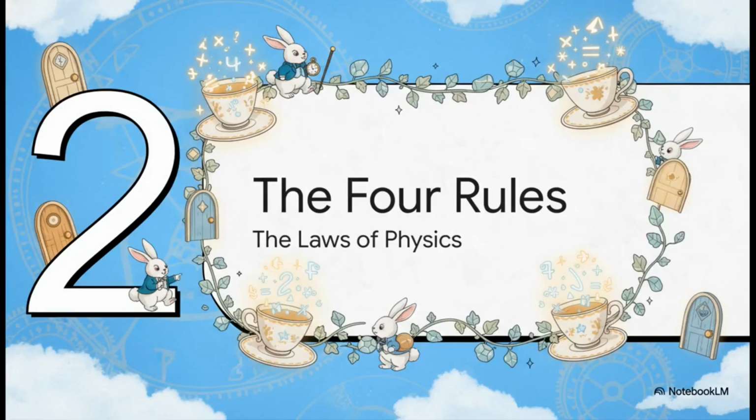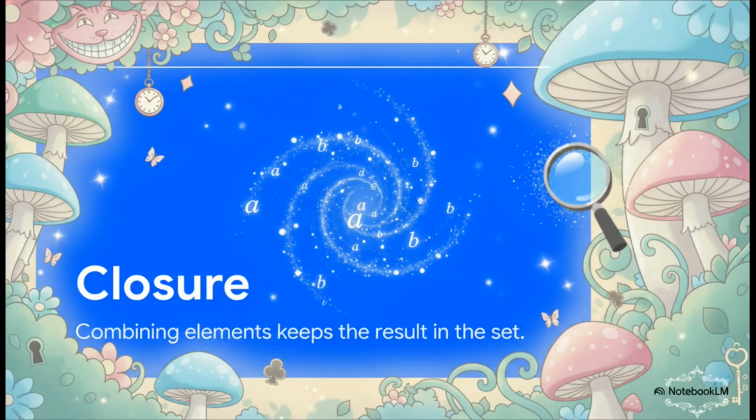Section 2. The 4 group rules. Basically, the laws of physics in Wonderland. To navigate this new space, we absolutely have to understand the 4 foundational rules that our set and our operation must follow. Rule number 1 is closure. This just means if you take any 2 elements, let's call them A and B, that live in our set and combine them using our operation, the result is always going to be another element that's also in the set. Whatever actions we take, we're completely bound to this set.